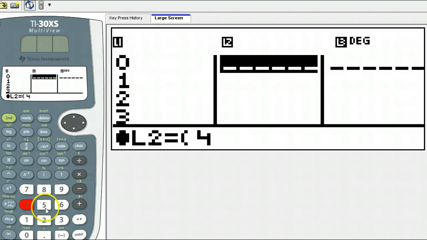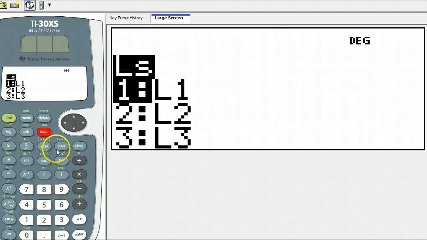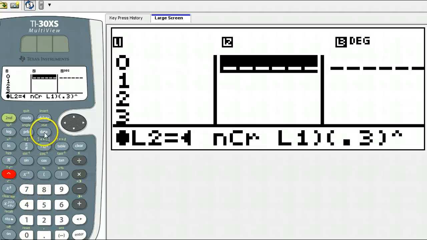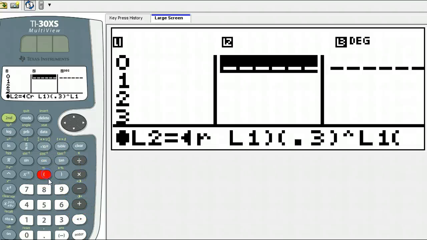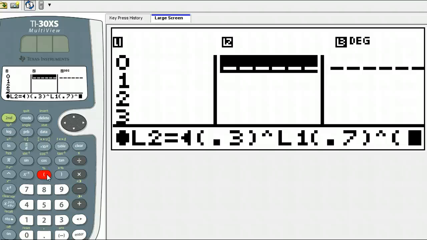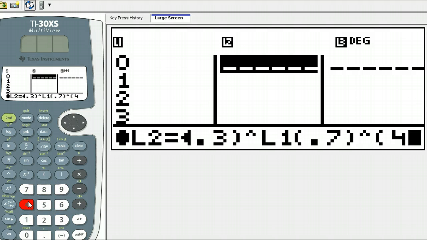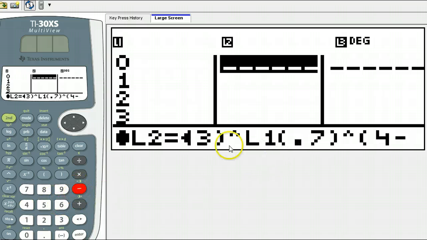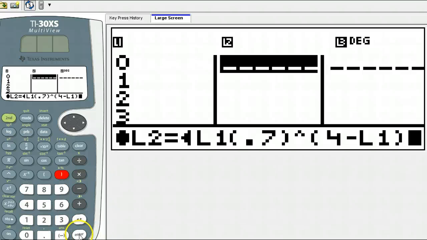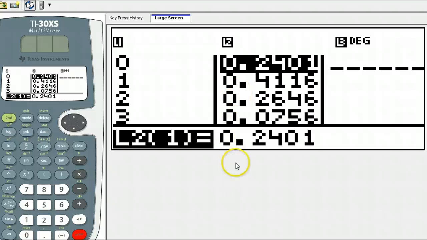So, like I said, we're going to do 4 choose list 1, because we want all of them. So 4 choose list 1, that's the first set of parentheses. Then comes the 0.3 probability to a power of list 1. And then comes the probability of failure, which is 70%. And then to a power of, and don't forget the parentheses, please, it'll be the total minus whatever we did for the successes, which was L1. So 4 minus L1. That's the hardest part to understand, why I did what I just did. But anyway, that's going to generate all of my probabilities for me.